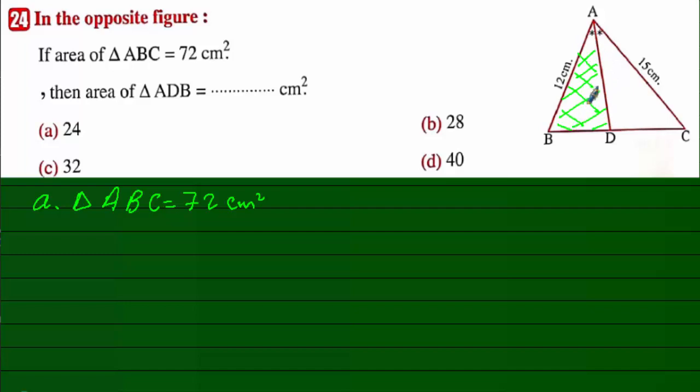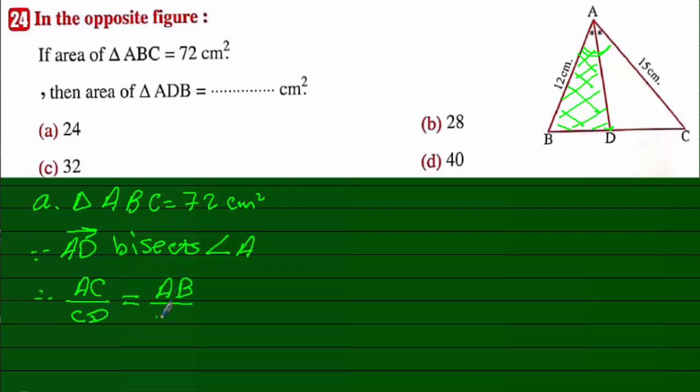And the given here is AD. Here AD bisects angle A. How do we use this given? So we write, since AD as a ray bisects angle A, so you can write AC over CD equals AB over BD.